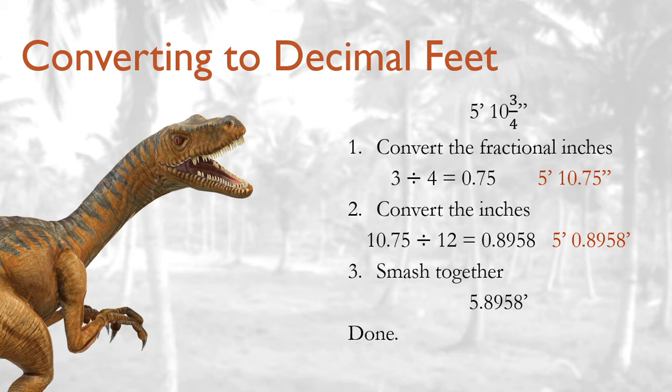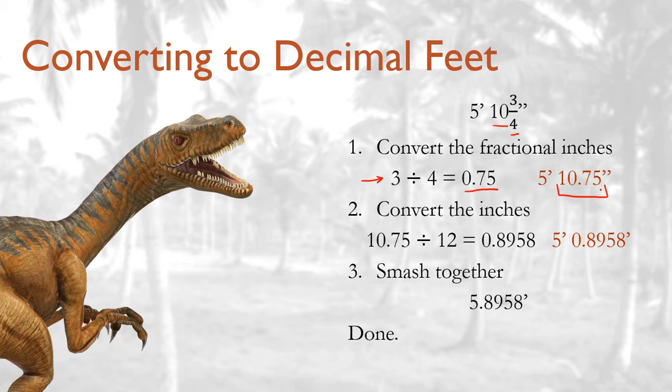So if I have feet, inches, fractions of an inch, and I want to make decimal feet, I have to convert from the smallest to the biggest one at a time. So first, I'm going to take my 3/4 of an inch and make it a decimal inch. I'm not making decimal feet right now, I'm making decimal inches. So just like we were doing before, 3 divided by 4 is 0.75, which means when I smash it together with that 10, I know I have 5 feet, 10.75 inches.